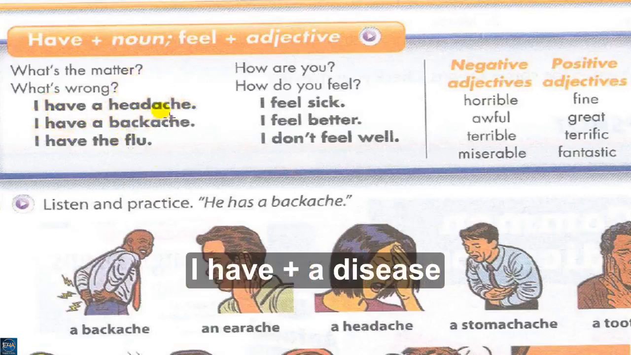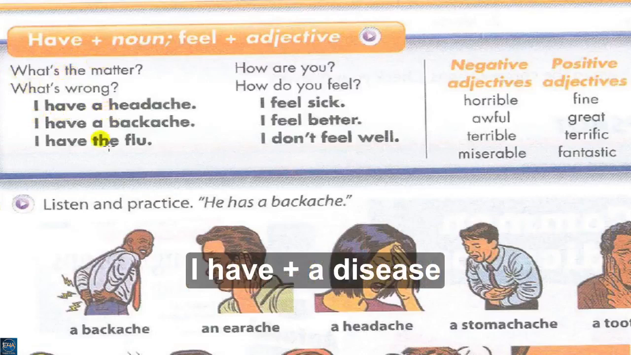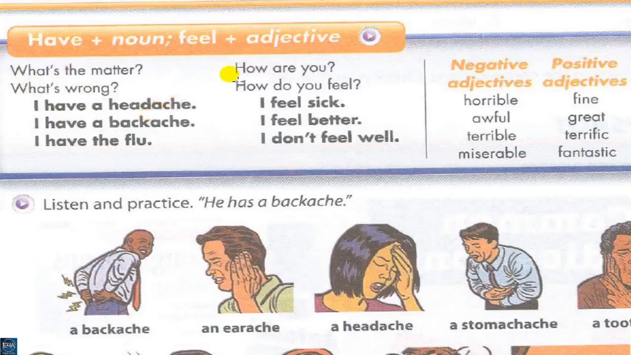I have plus a disease. A, what's the matter? B, I have plus a disease. A, how are you? How do you feel? B, I feel sick. I feel better. I don't feel well. The T is silent. I do not feel well.